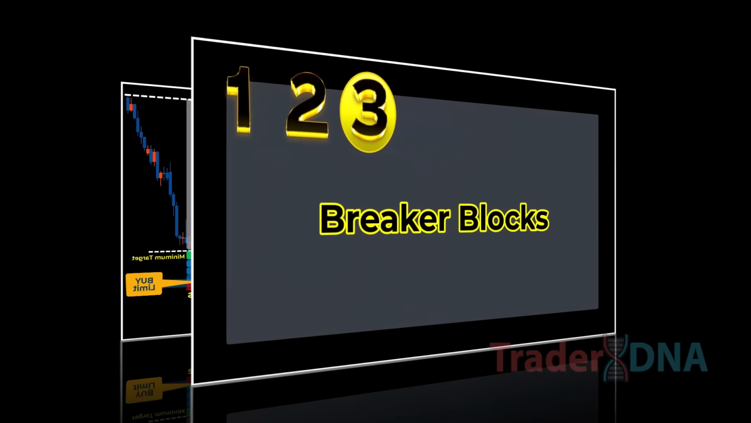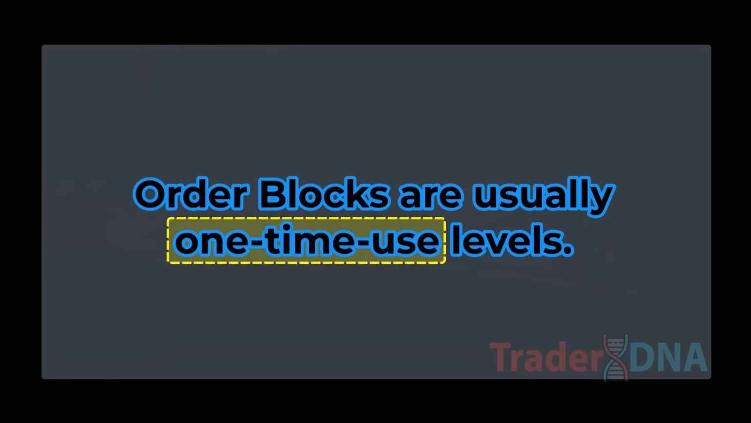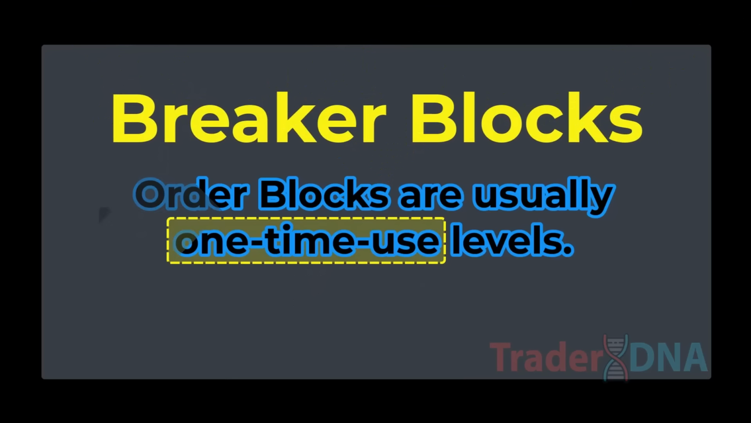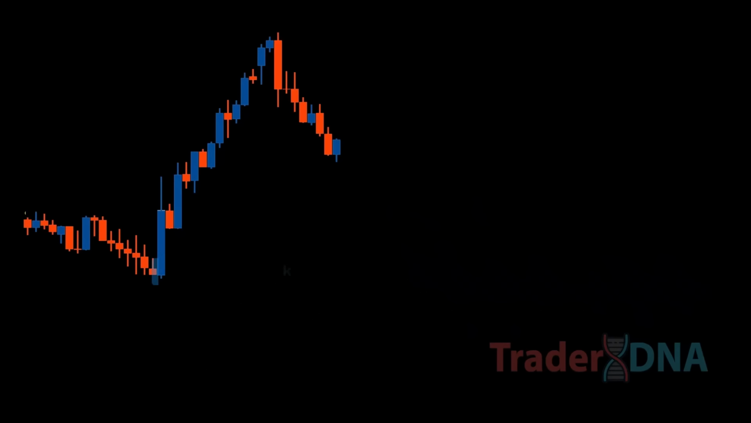Strategy 3, breaker blocks. At the start of this video, we said order blocks are usually one-time use levels, but there's a powerful twist. When an order block gets broken, we can still use it. That technique is called a breaker block. So what's a breaker block? It's a previously valid order block that price has broken through.